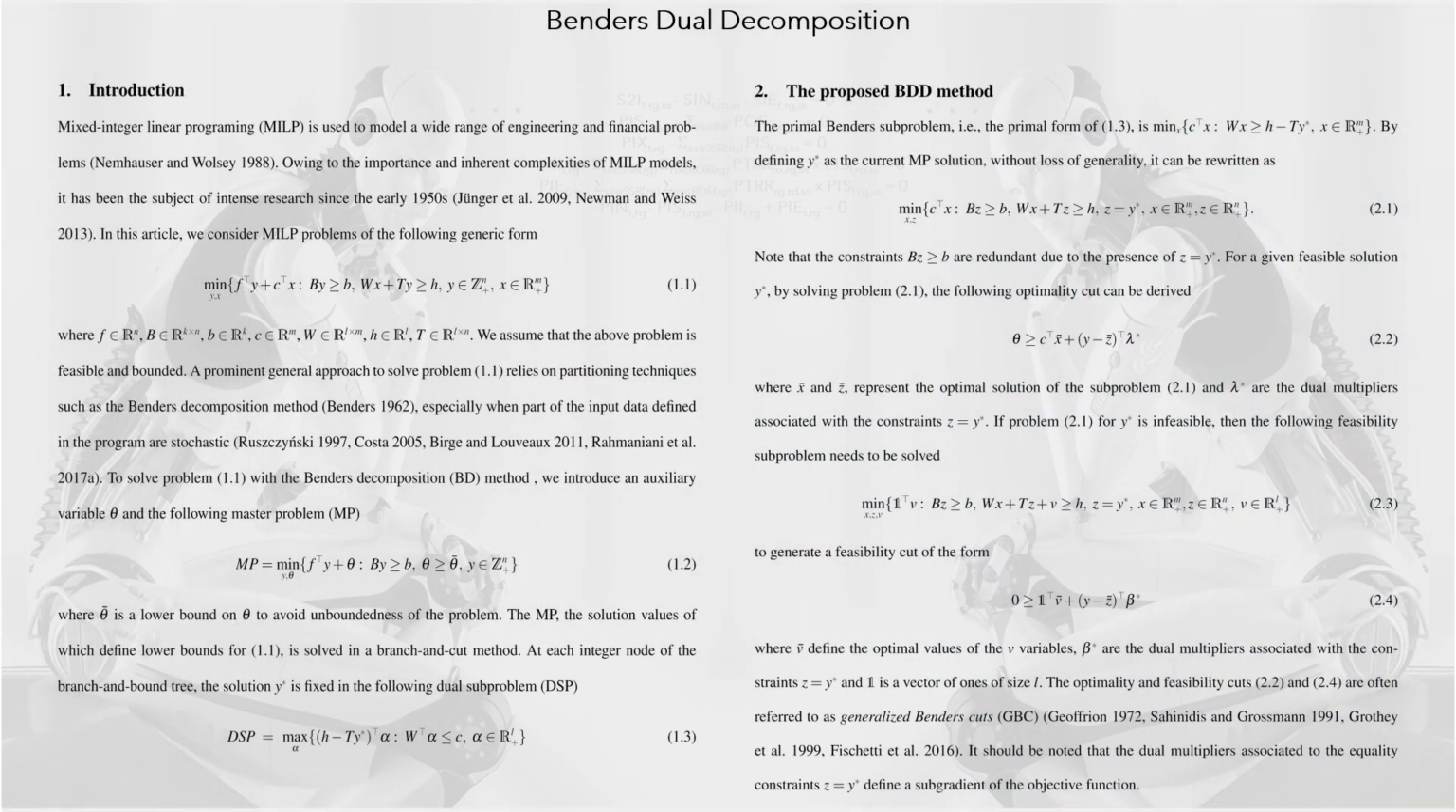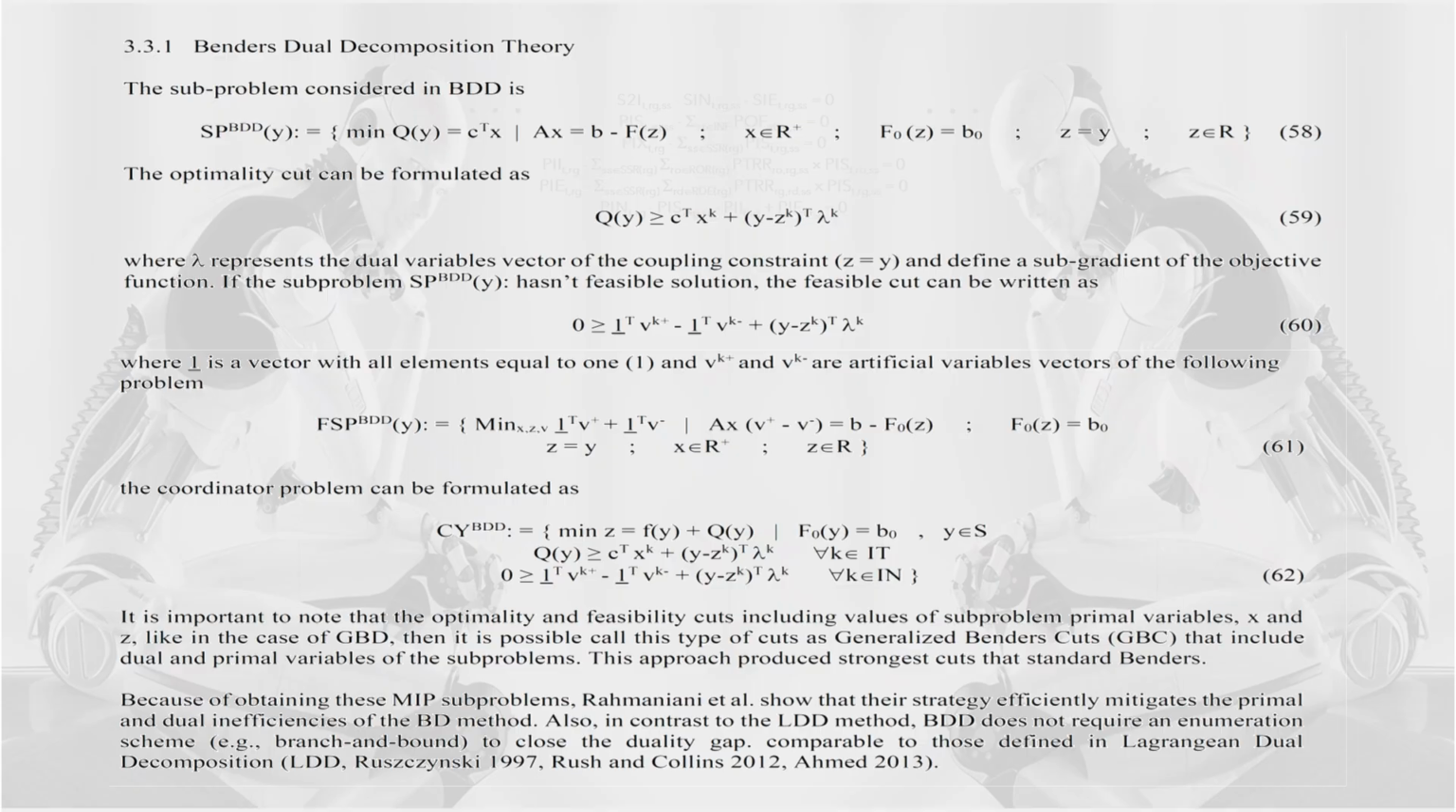The image shows two parts of BDD's original paper: the introduction and the proposed method for BDD. The image shows the BDD publication in Chapter 2 of Velasquez Bermudez. It is important to note that the optimality and feasibility cuts, including values of subproblem primal variables, are like the case of generalized Benders decomposition, GBD, so it is possible to call this type of cuts generalized Benders cuts, GBC, that include dual and primal variables of the subproblems. This approach produces stronger cuts than standard Benders.